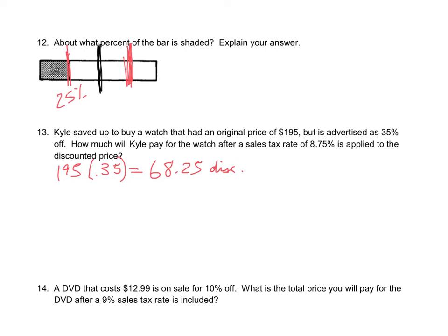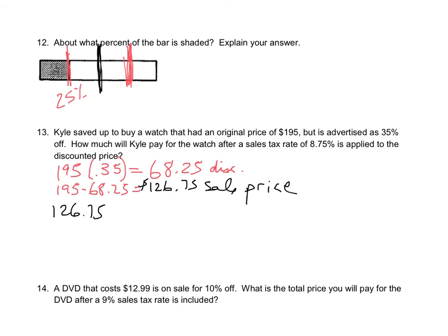So in order to find out how much he spent on that without tax, we do the $195 minus what we just found, the $68.25, and that's when we get our price without tax, our sales price of $126.75. Okay, that's our sales price. Okay, so let's go ahead. Now we want to find out how much the tax is going to be, because unfortunately we do have to pay tax.